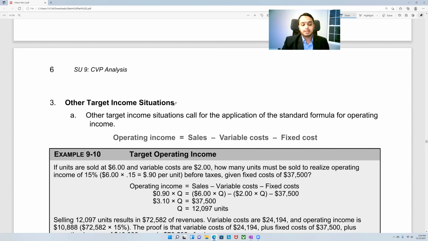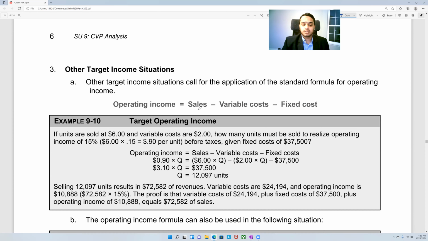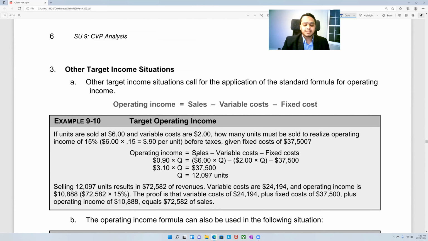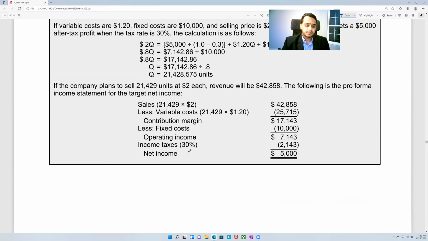Now, another target income situation: your operating income is equal to your sales minus variable cost minus fixed cost. What is happening here? The operating income formula can be used in the following situation. You have your operating income, sales, variable cost, and fixed cost. If some one thing is missing, what you can do is simply simplify it and get the answer.